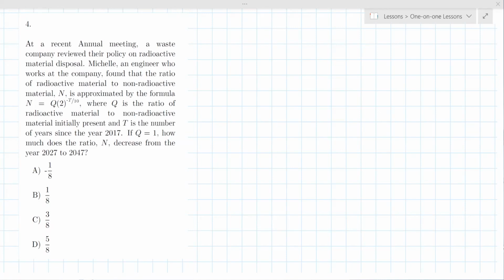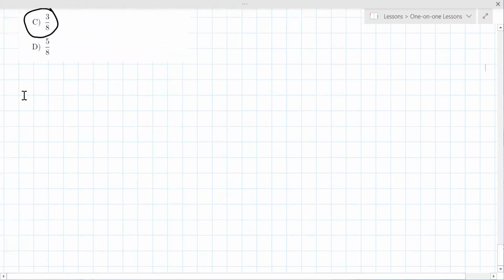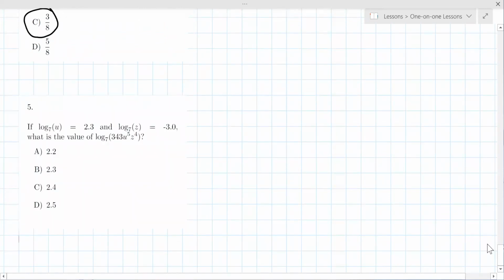I got C, 3/8. It is C. Very good. All right, so good job on that. That question is, I think, a pretty standard type of question you could expect to see. It's kind of right in the middle of being not too difficult, not too easy. And obviously once you see it, it's not too bad to do either.